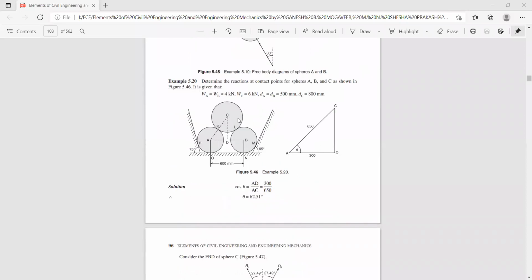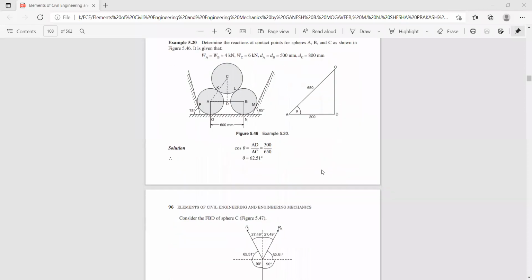Once you find RK and RL, we can start with sphere A. If you draw the free body diagram of sphere A, the weight of the sphere acts vertically downwards, that is 4 kilonewton, and you have a reaction RP acting like this, which makes an angle of 15 degrees with respect to the horizontal axis and 75 degrees with respect to the vertical axis. From the bottom you have a reaction RO, and you have a reaction from sphere A to sphere C, that is RK. RK you have already found, and this angle you know.